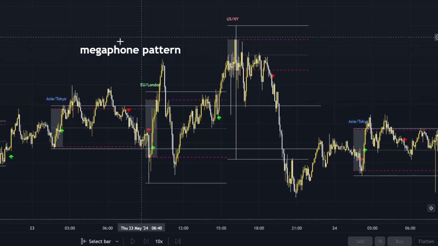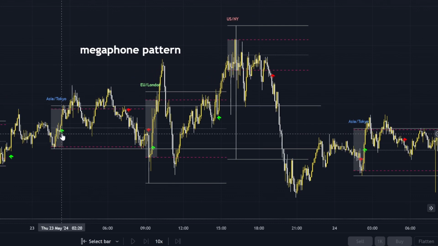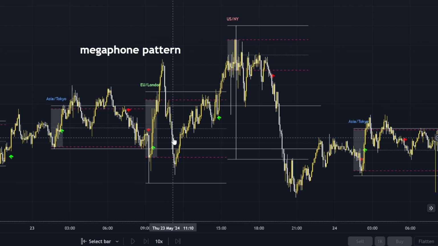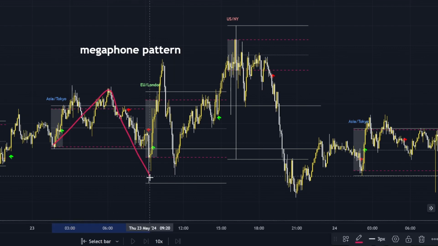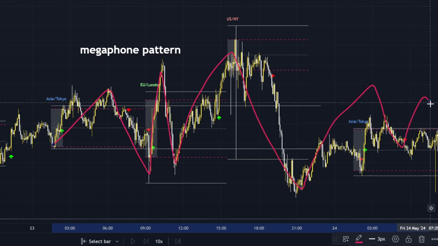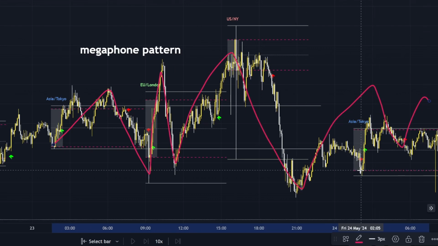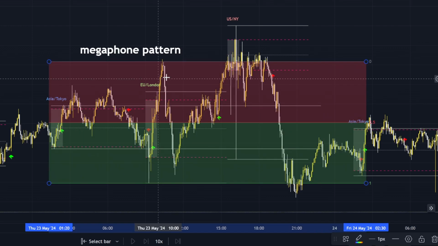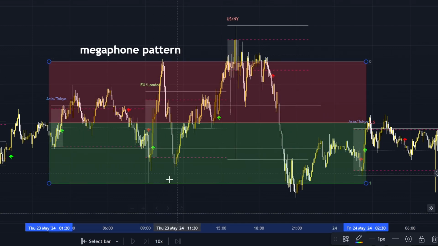So here is an example of the Megaphone pattern where the Tokyo session lived within the London session. And usually during days like this, you don't want to trade because what you're expecting is a ranging market. And as you can see here, the market just ranged and kept sitting in this area all the way through the next day. If you do like trading ranging markets, which I don't suggest, you only want to sell at the top and buy at the bottom and stay within this range.